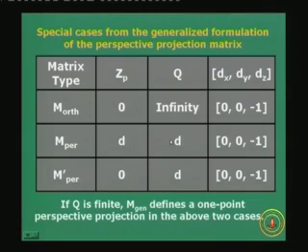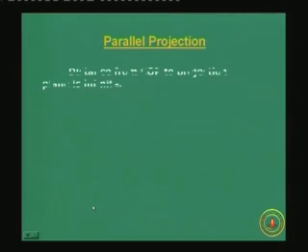Above two cases means the last two cases as given in the three different special cases in the table here. I hope you still remember the 1 point, 2 point, and 3 point perspective projection systems. We come out of perspective projection, which we have discussed at length today and also in the last class, and move towards the case of parallel projection.